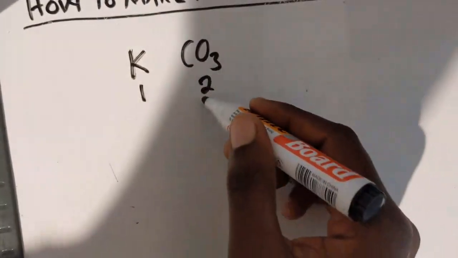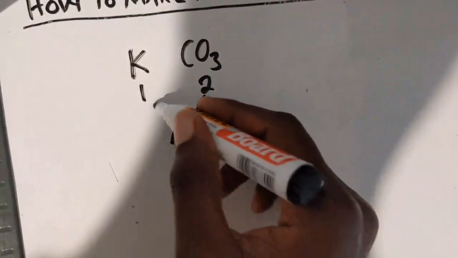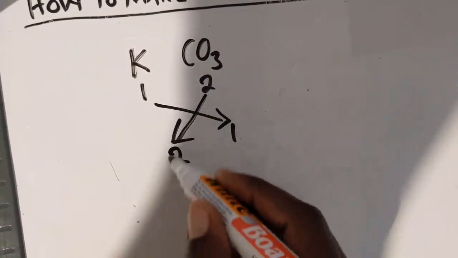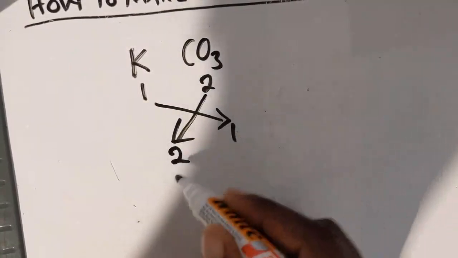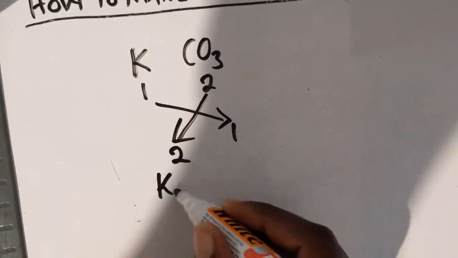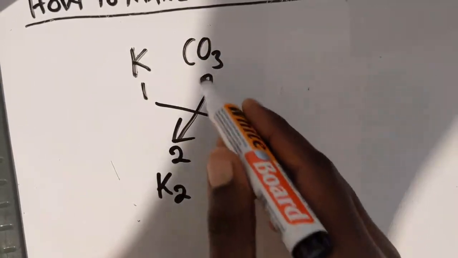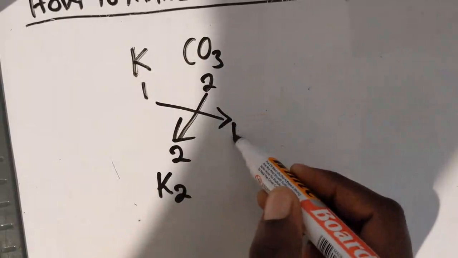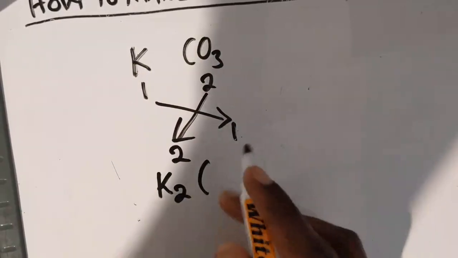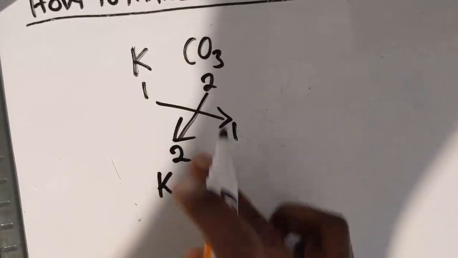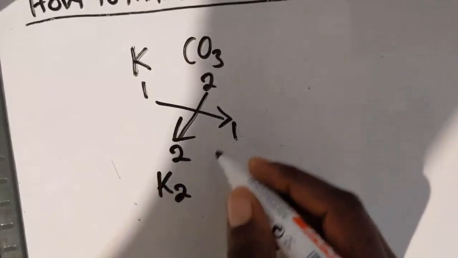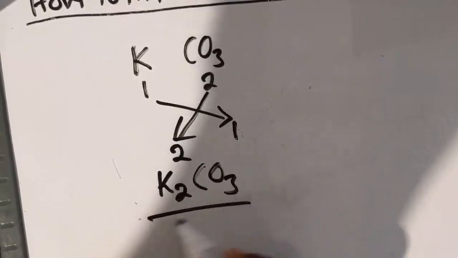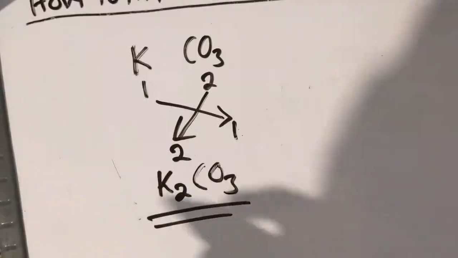So when they swap their valences, here we have 1, here we have 2. So you're going to have 2 atoms of potassium, then the valence number that is coming to carbonate is just 1. It is just 1, meaning that you won't put it inside a bracket. It is not more than 1. So this is a chemical formula for potassium carbonate.